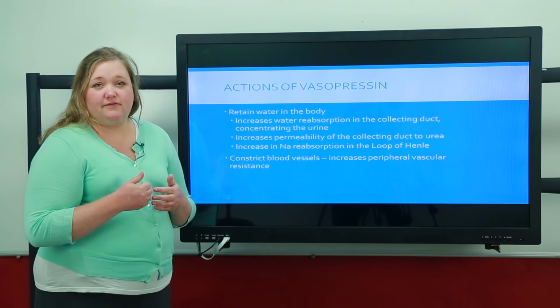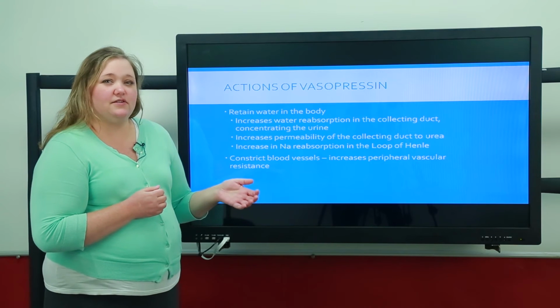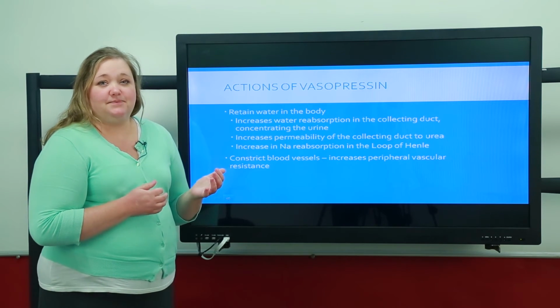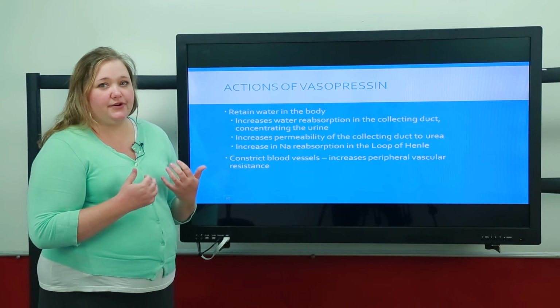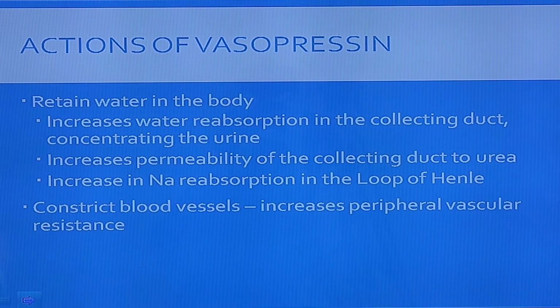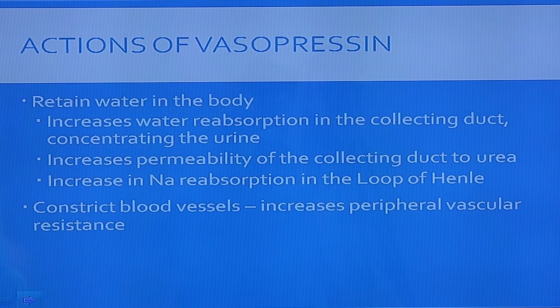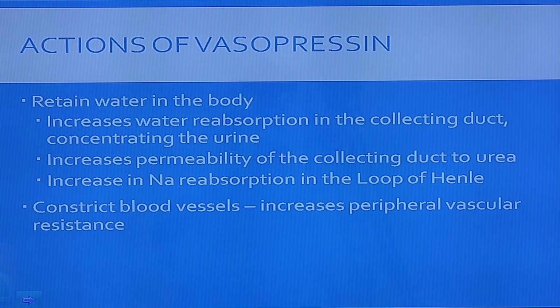However, the degree of the water reabsorption in the loop of Henle is less than what occurs in the collecting duct. However, this does contribute to the decreased excretion of water or the increased reabsorption of water overall. For constriction of blood vessels, antidiuretic hormone achieves this by increasing the peripheral vascular resistance of blood vessels. And again, this also functions to increase blood pressure.